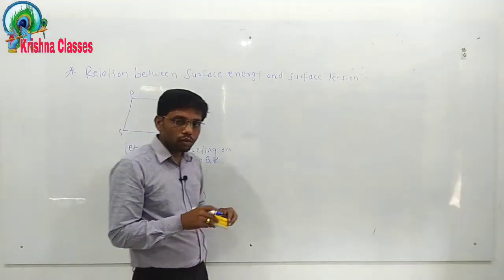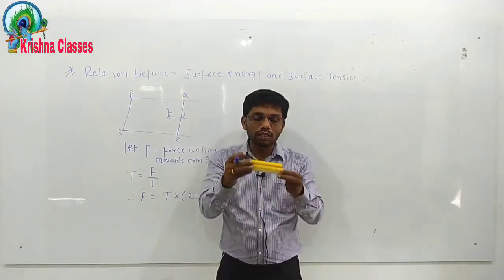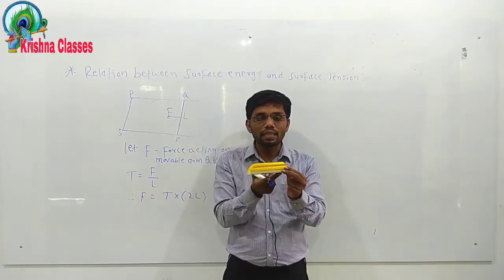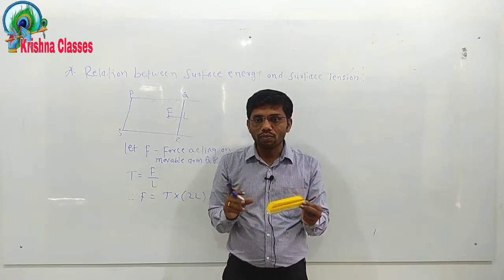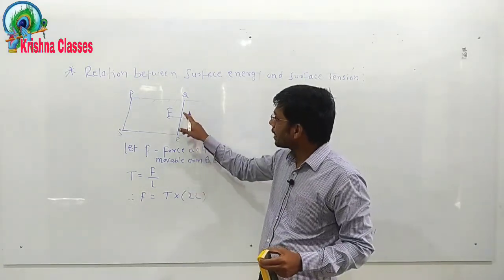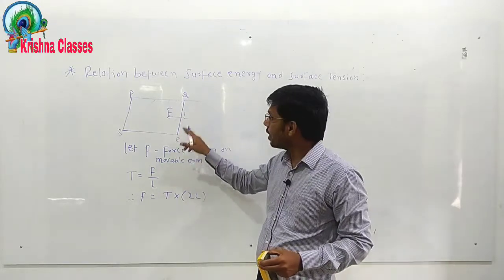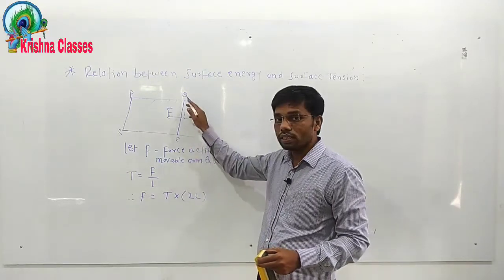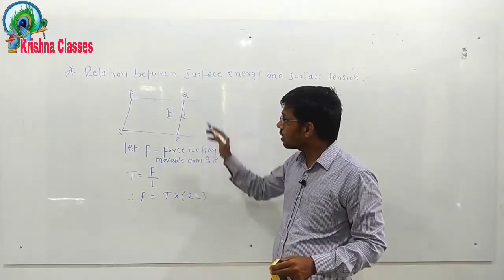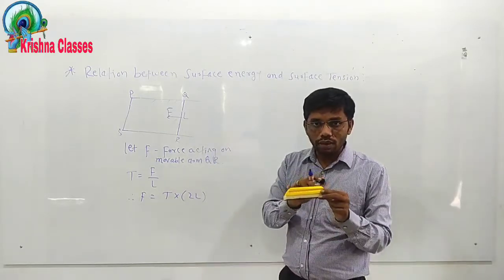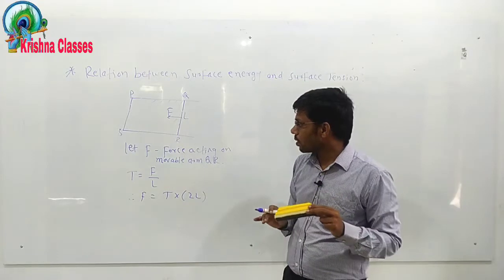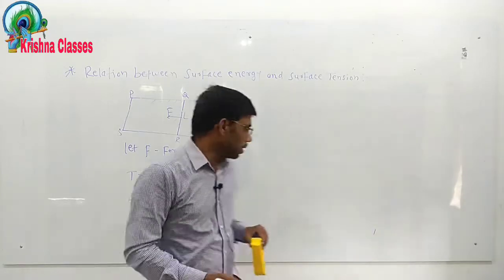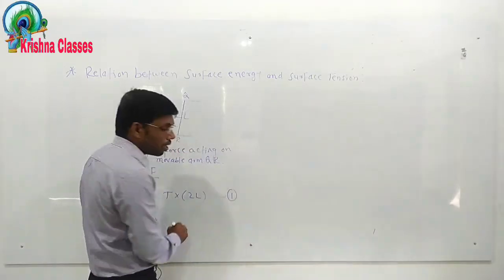Because imagine that this is the frame, and this frame has 2 surfaces. Suppose this is the upper surface and this one is the lower surface. So that's why the force of surface tension acting on this arm QR having a length L will be considered as twice L, because this frame has 2 surfaces, one the upper surface and second the lower surface. So that's how we write F is equal to T into twice L. Okay, suppose we consider this as equation number 1.